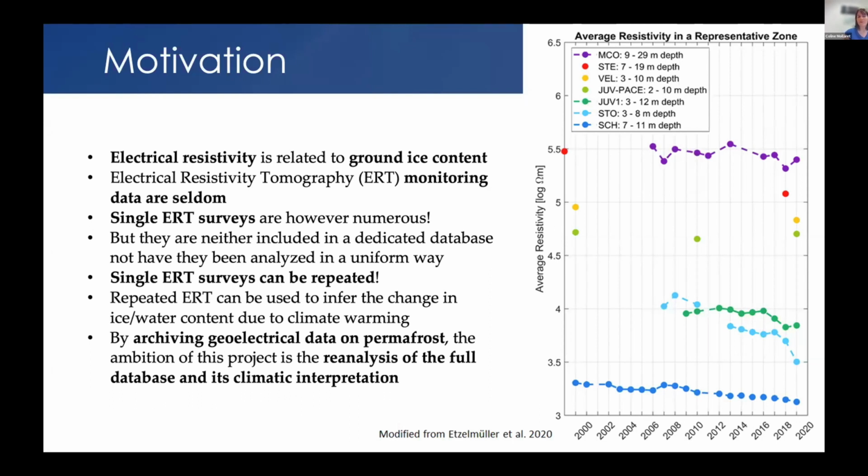And so that's the gap we want to fill, by creating a database where they can be collected and made available to the community, so that they can be repeated also in the future. Like, for example, the red and the yellow points on the right, they were measured once before 2000 and again recently, and they can infer the changes in ice and water content. So that's the goal, actually, to promote repetition of ERT data and to archive the data to make them available and to enable a reanalysis of the full data sets.